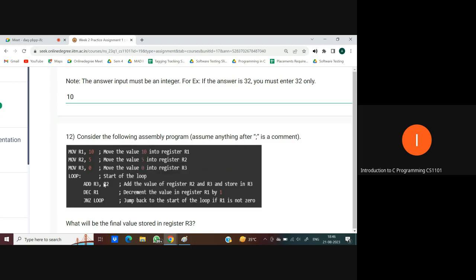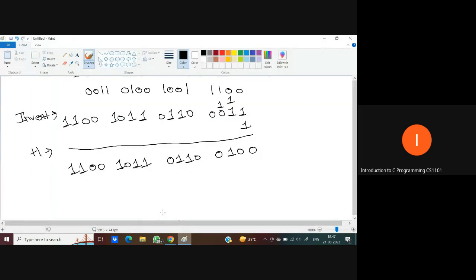Again we will come back. This time 10 plus 5 it would become 15. R1 would become 7. Next time it would become 20. R1 will become 6. Then it would become 25. R1 will become 5. 30. R1 will become 5. I think I'm missing some calculations, so maybe you can just write it down here in the paint as well.